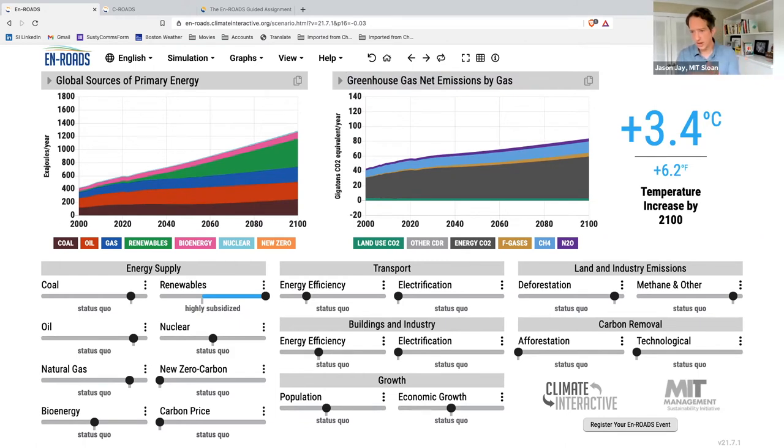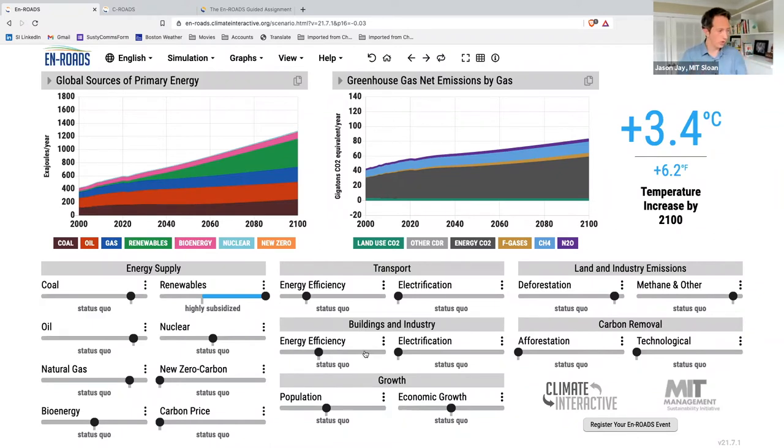So let's look at other ideas that have popped up here. Somebody says, reduce energy consumption, house efficiency, energy efficiency. So a few of you are saying, let's just use less energy. We can play with that here. There are two different ways we can play with energy efficiency. One is in stationary energy, so buildings and industry energy use, and the other is in transportation. So let's make our buildings and industry more energy efficient.